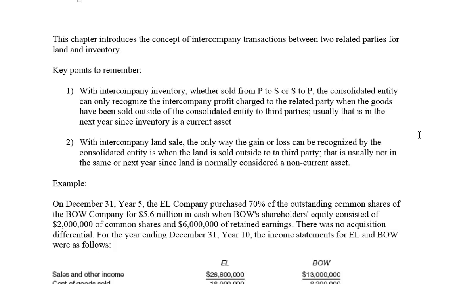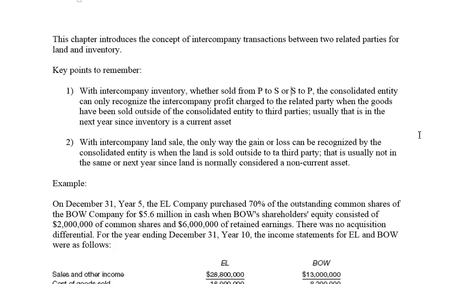So again, if the parent, say for example, is selling some inventory to the sub, we're assuming that the parent has jacked up that price. They've charged a profit on that. That profit that the parent's booked in its separate entity statements cannot be booked by the consolidated entity until the sub unloads it or sells it outside to a third party.